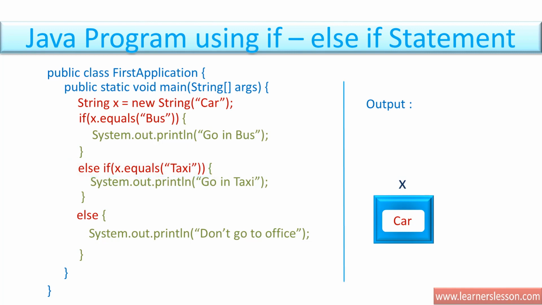So what is there inside x? There is car inside x. And what is there inside the parameters of equals method? There is taxi. Even this particular thing doesn't match as well. So Java comes to the else part, and finally don't go to office is printed on the screen.